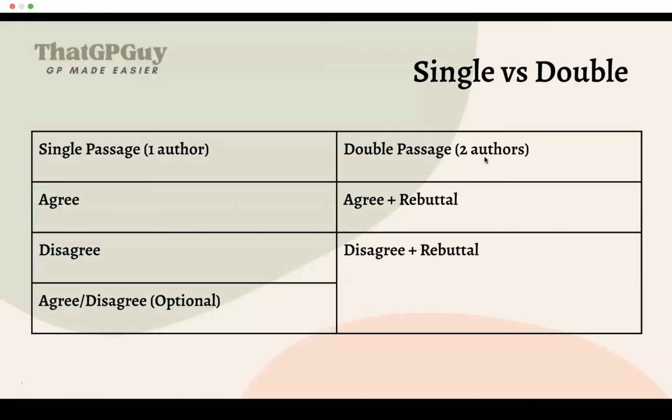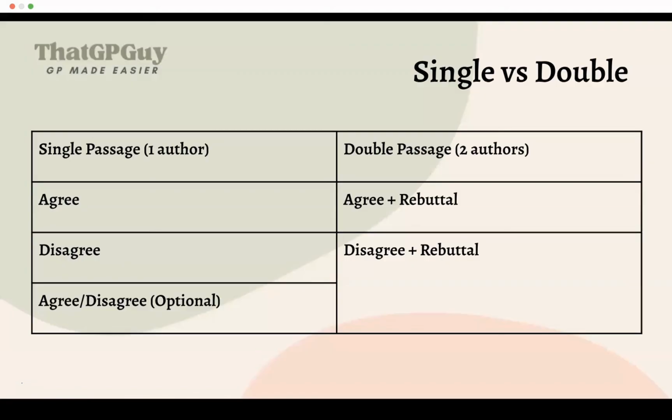Now the difference between the first passage and this one, with 2 passages, is that you need to include something called a rebuttal. This is where you evaluate and provide your nuance. Now, why is there a need to present a rebuttal for a double passage paragraph?